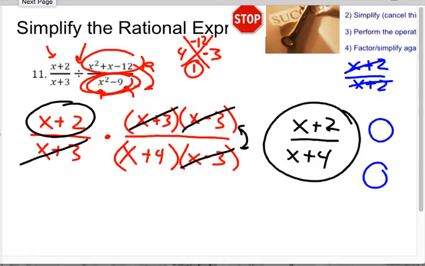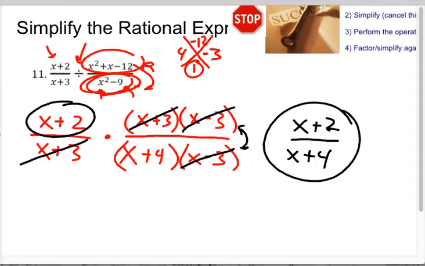So you can't just pull a binomial apart and start canceling it out with other numbers. Likewise with the x's here. I can't just cancel these x's out because this x in the numerator is part of the binomial x plus 2. I can't just take it away from it. So there's our answer.